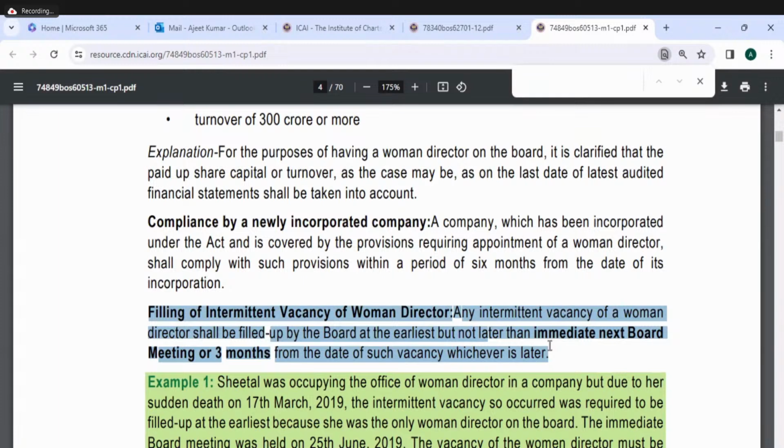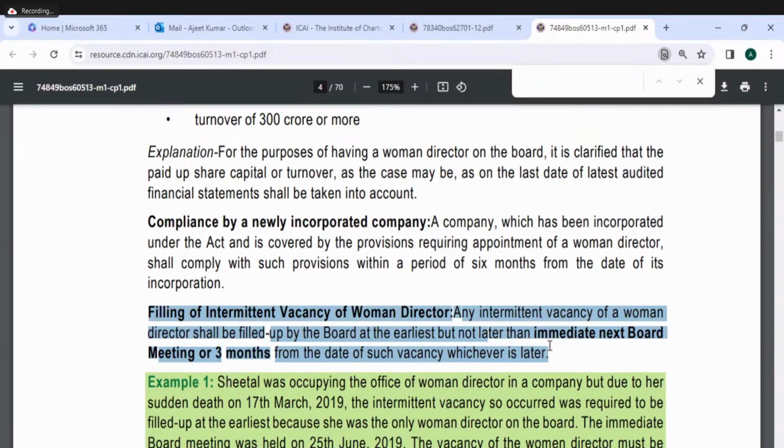Any intermittent vacancy of a woman director shall be filled up by the board at the earliest. At the earliest means as soon as possible, but not later than. On one side they are saying at the earliest, as soon as possible, but then the Act is saying but not later than. They're trying to confuse the students. No, they're trying to give the board an opportunity to appoint a correct person as a woman director. They should not just appoint any woman as a woman director in order to be compliant with the legal provisions.